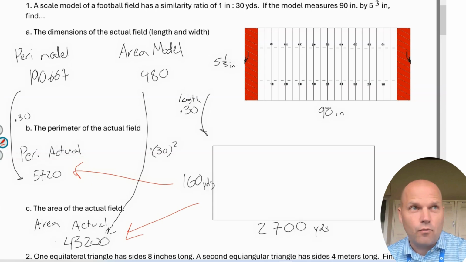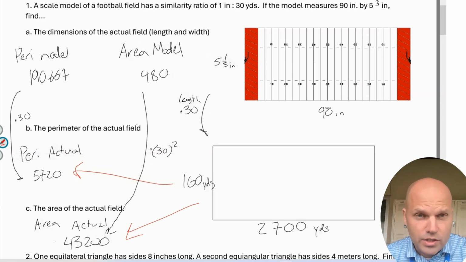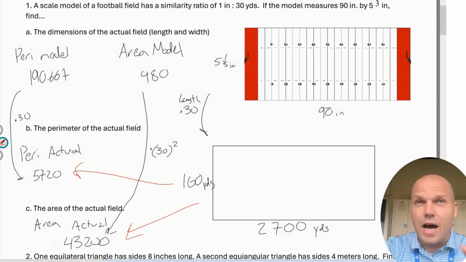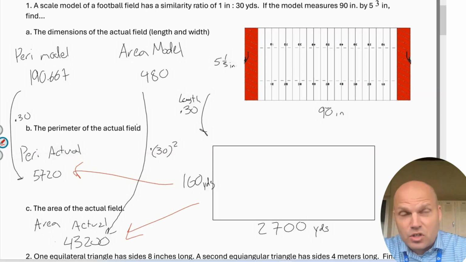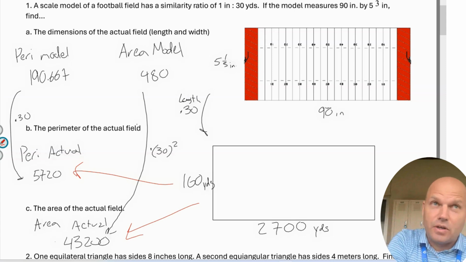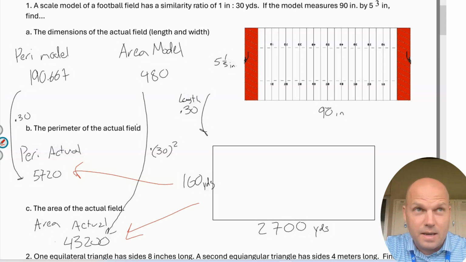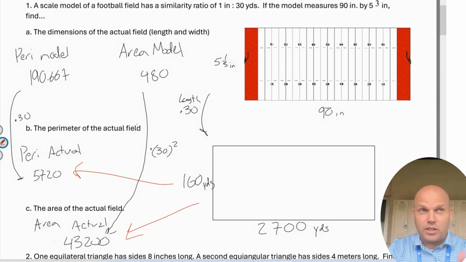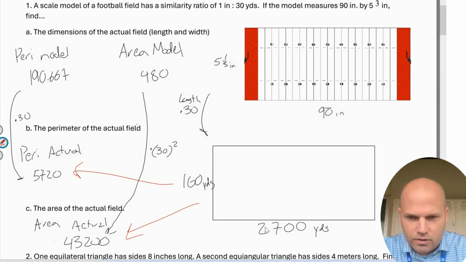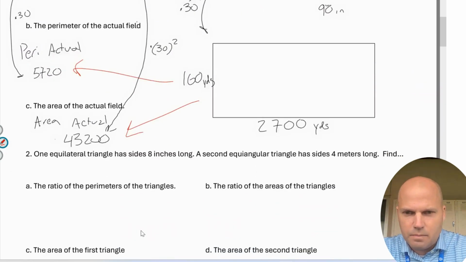This is very important for your quiz, guys, because we will be giving you an object where you're not going to be able to find all the dimensions. We're just going to say, hey, the perimeter of the smaller object is this. What's the perimeter of the larger object? And you won't be able to calculate it. It'll say, hey, the area of the smaller object is this. What's the area of the bigger object? Or vice versa. So you have to understand the relationships between them.